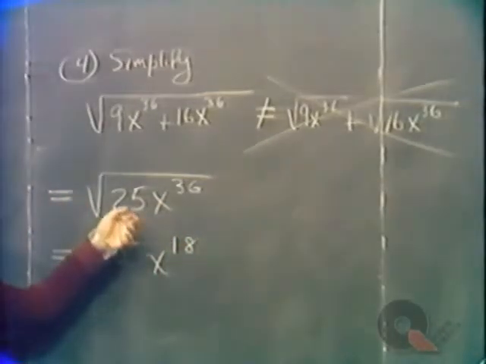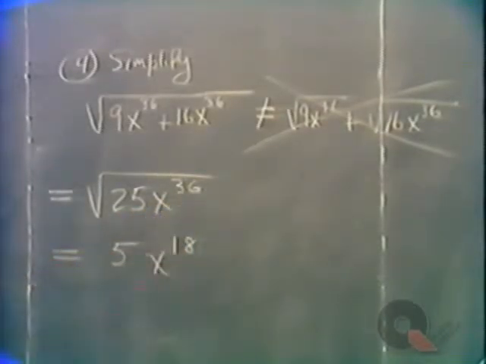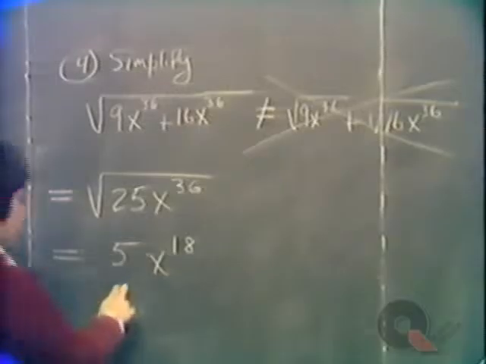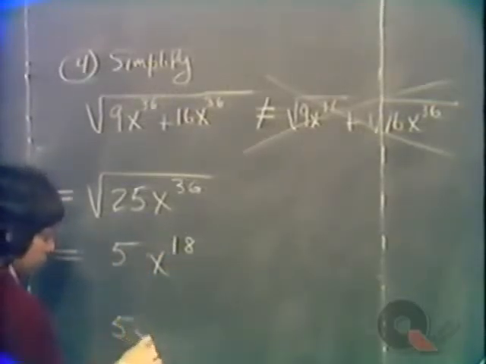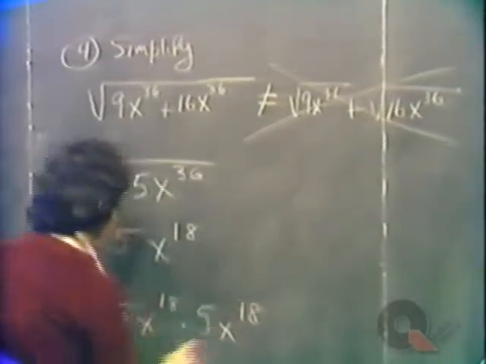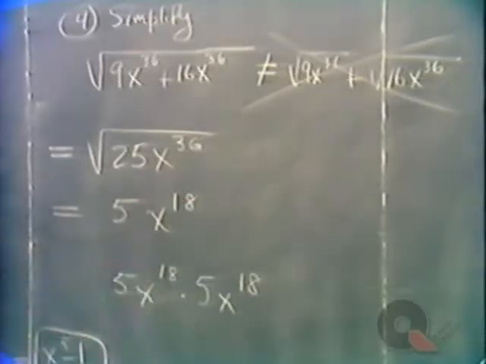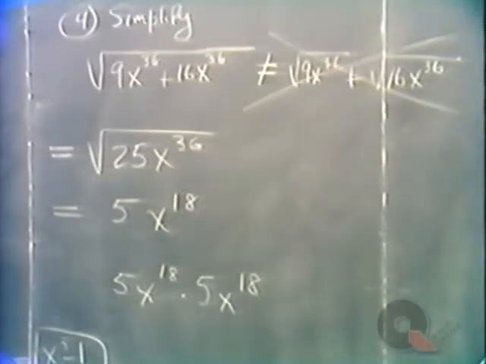You take the square root of the 25, but you have the power here. You don't take the square root of the power, okay? And it's simple enough to check that. If you multiply 5x to the 18th times 5x to the 18th, you get 25x to the 18 plus 18, 25x to the 36. So this is actually the square root, not 5x to the 6th.